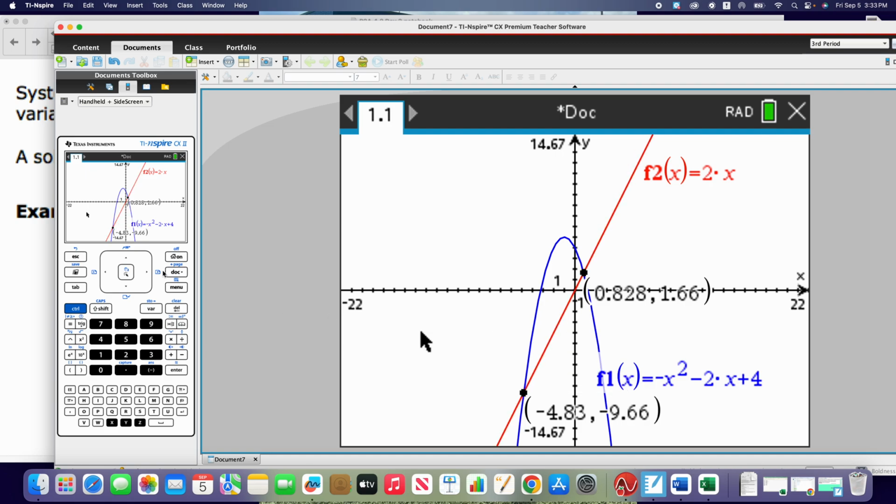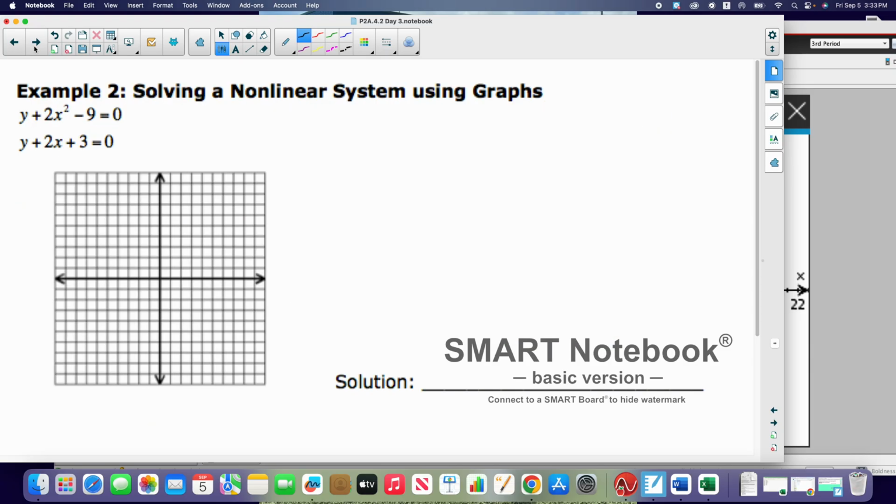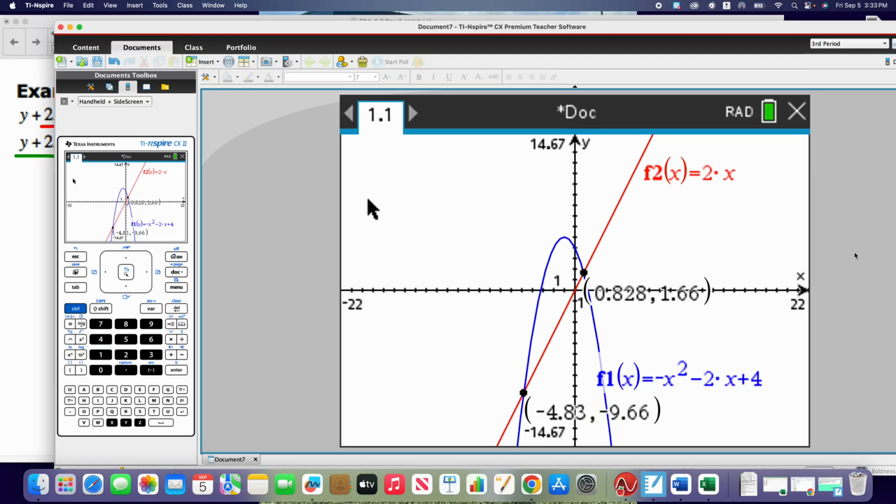All right, let's try another one. So if I were to go to this next page, I have this one right here. I, again, have a quadratic, and this one down here is a linear. But I do not like the way that they are written. I'm going to move them over. So y equals negative 2x squared, I'll move the 9 over, so it's going to be a positive 9. And then on the bottom, I'll go y equals negative 2x minus 3. Now I have them in the form that I can plug them in. So I'm going to plug in negative 2x squared plus 9 and negative 2x minus 3.